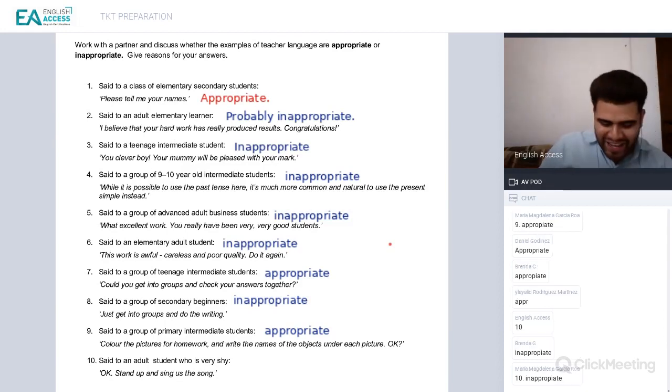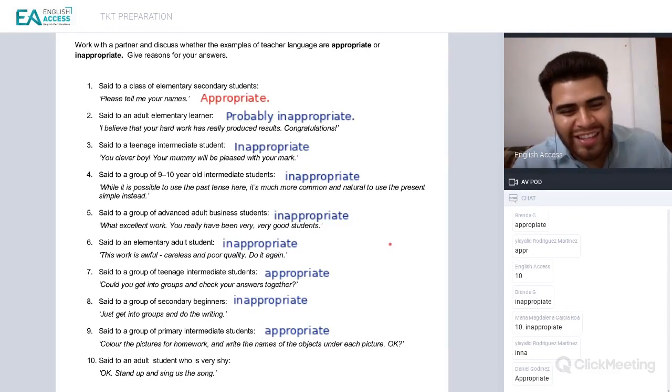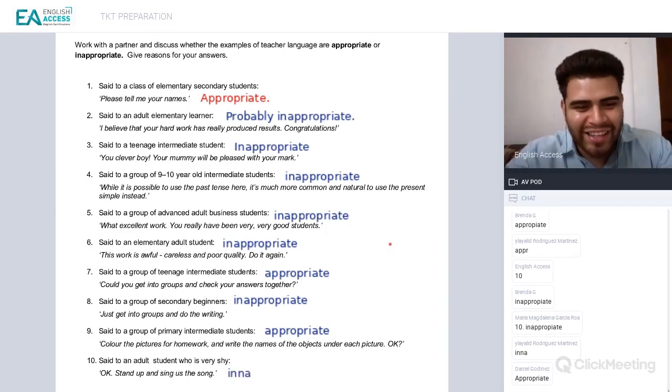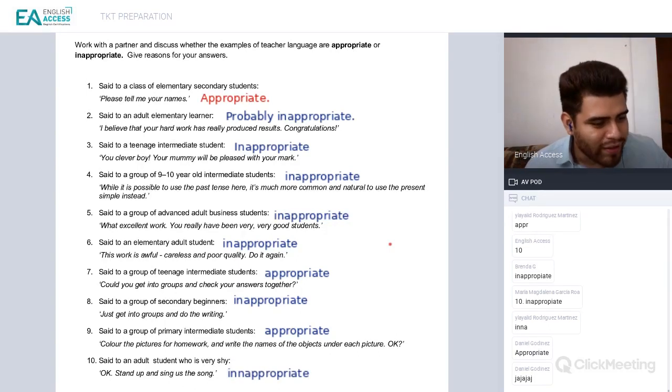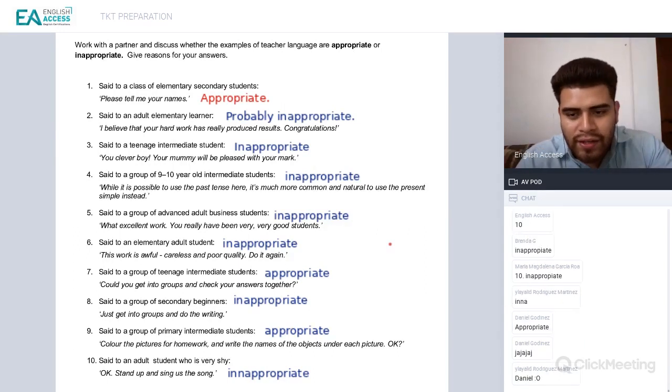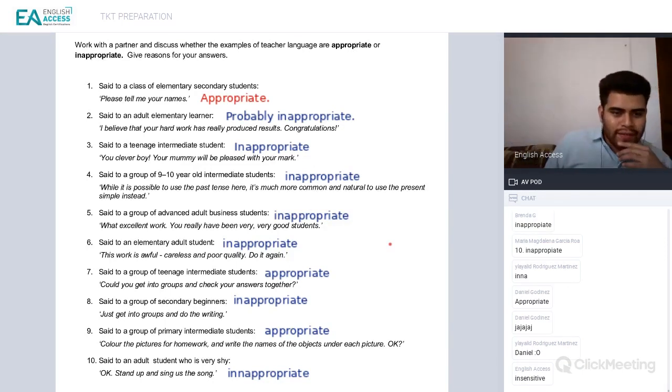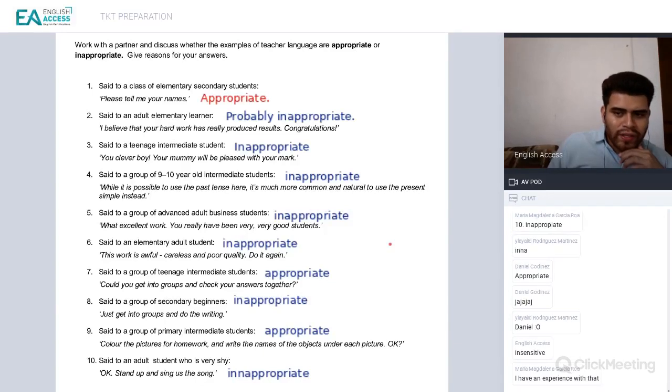Oh my gosh. That gave me an anxiety attack. It is mega inappropriate. Mega inappropriate. You know, this is considered insensitive. That's considered very insensitive. And you should always take your students' feelings into consideration.